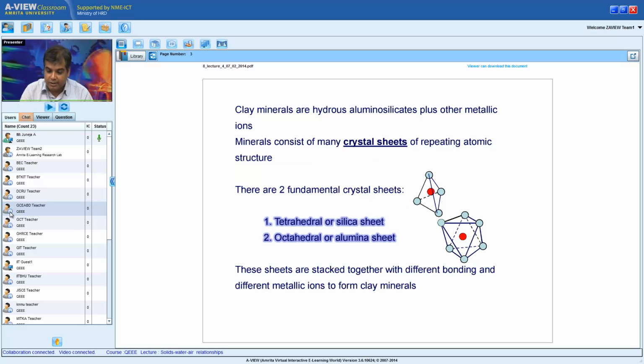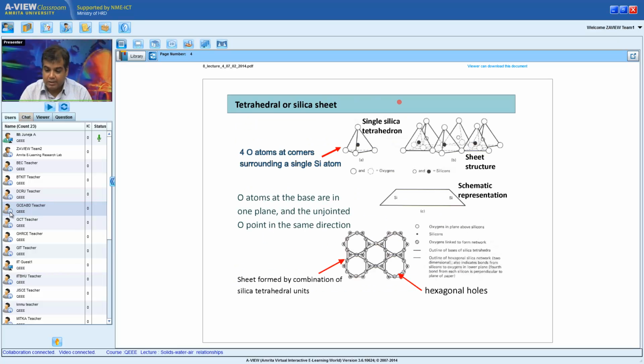All the clay minerals are made of combinations of these two. So you play around with these two individual sheets and you get a different clay mineral. So today we will speak about the first one, tetrahedral or the silica sheet. As the name sounds, there is silica in the middle, and tetrahedral means it's a four-sided figure. At the four corners you have oxygen atoms, and in the middle you have silica. So it makes a tetrahedron.